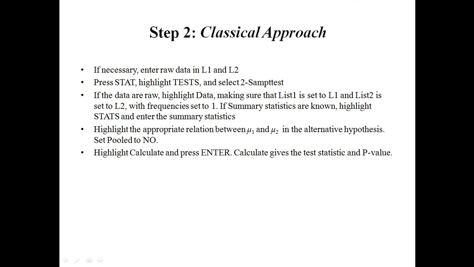Highlight the appropriate relation between U1 and U2 in the alternative hypothesis. Set pooled to no. Highlight calculate and press enter. Then calculator will give you the test statistic and p-value.